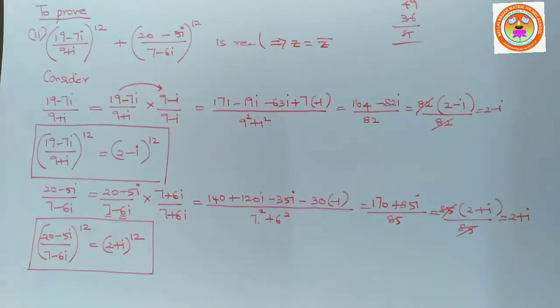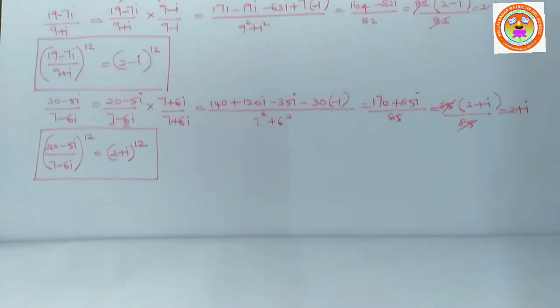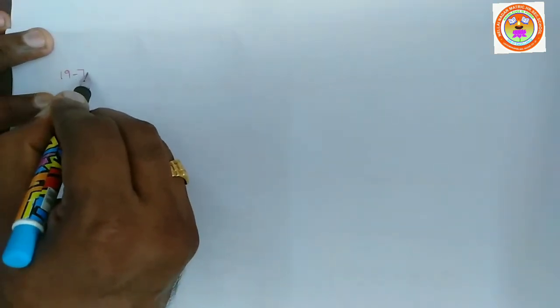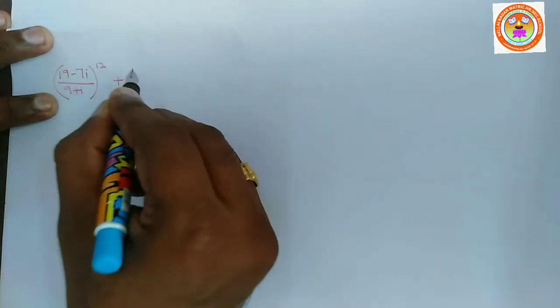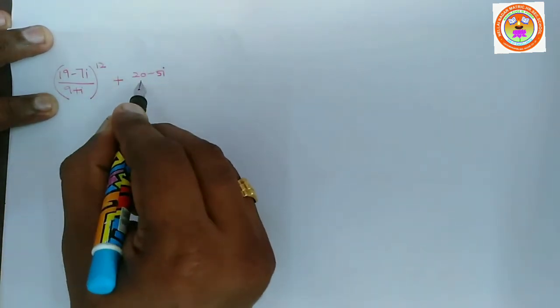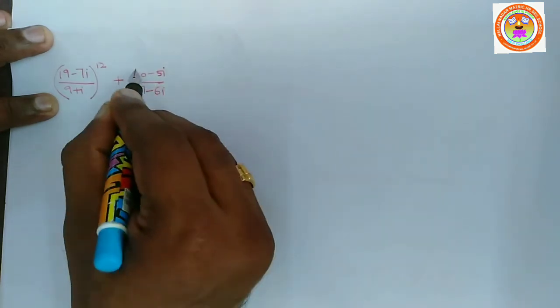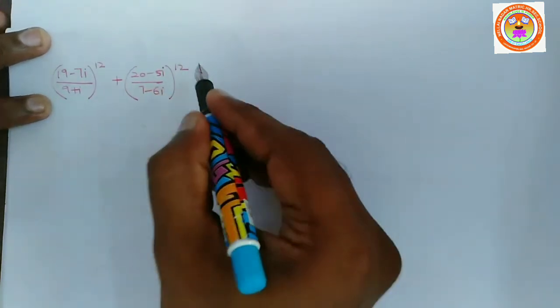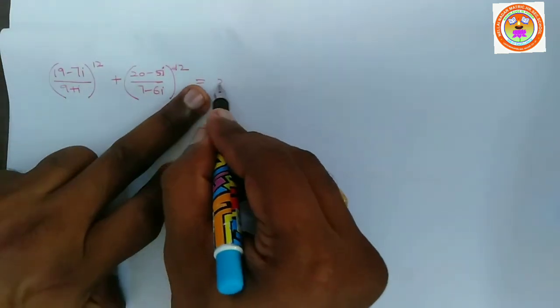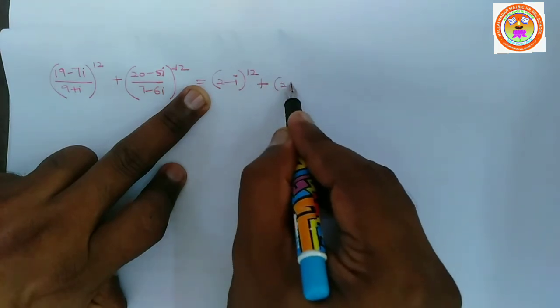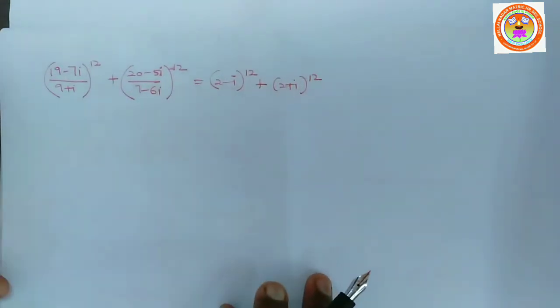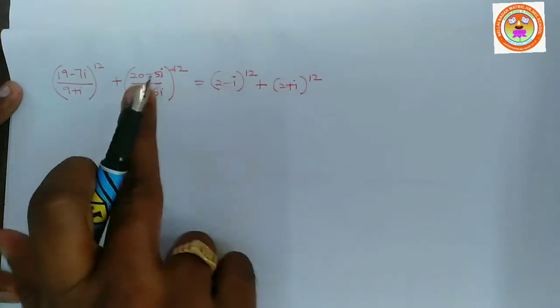So I am going to write, listen very carefully. This is one of the important concepts. So nothing but (19 minus 7i) divided by (9 plus i) whole power 12 plus (20 minus 5i) divided by (7 minus 6i) whole power 12. What is the answer? Nothing but this: 2 minus i whole power 12 plus 2 plus i whole power 12. This one we have formed. This one is 2 minus i, this one is 2 plus i.